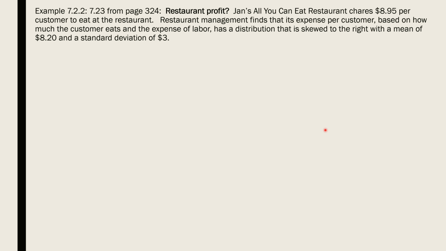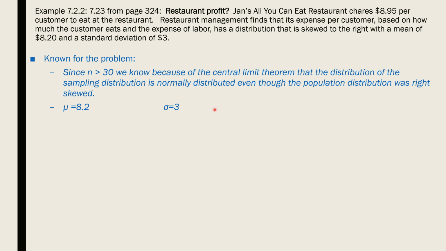Here is another example from a textbook. You can pause this video and read the question. Here is what we know for this problem. Since the sample size is larger than 30, because of the central limit theorem, the sampling distribution is normally distributed, even though the population was right skewed. And the population mean is mu equals 8.2, which is the same number here, and the standard deviation should be 3.